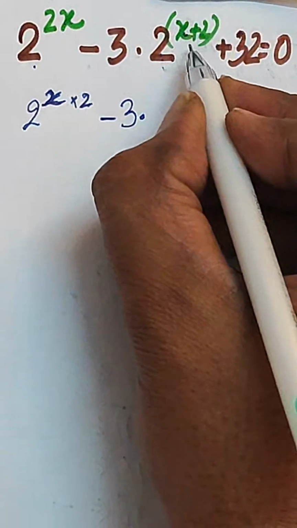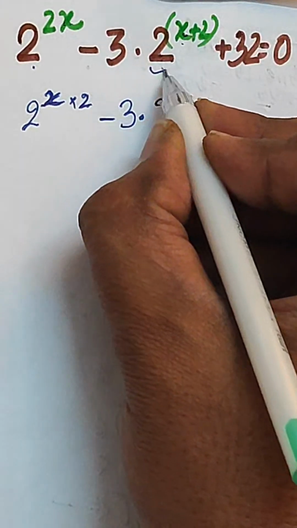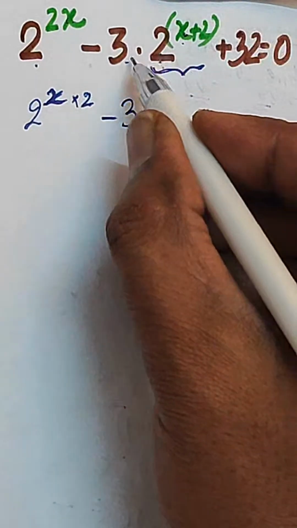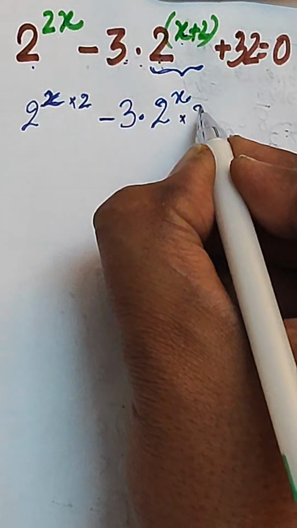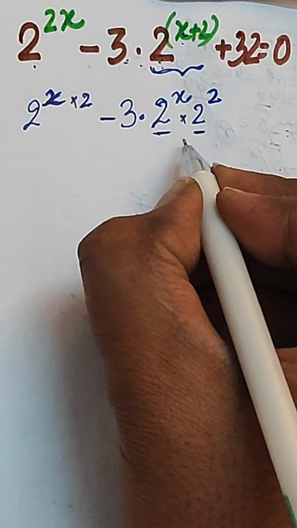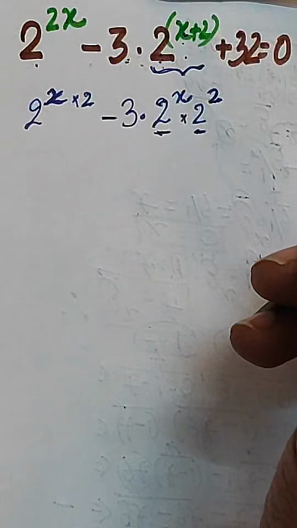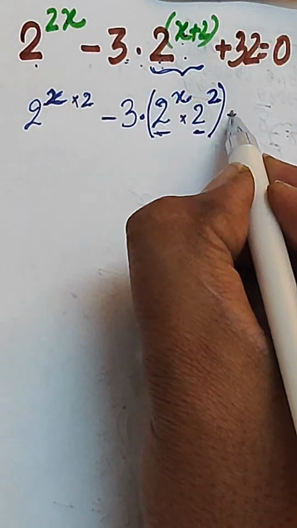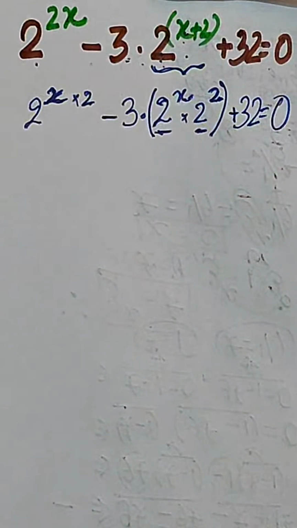Since x plus 2 is in the exponent, this can be written, I am saying for this one, which is multiplied with 3, as 2 power x into 2 power 2, because we just converted the base to the same. You can see bases are same, then exponents will be added, so in the previous step you will get 2 power x plus 2, right? And plus 32, just leave it, this is a constant, is equal to 0, right?